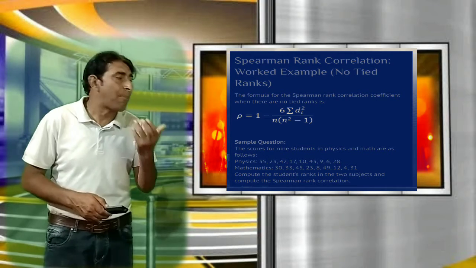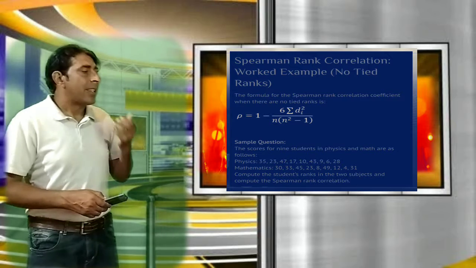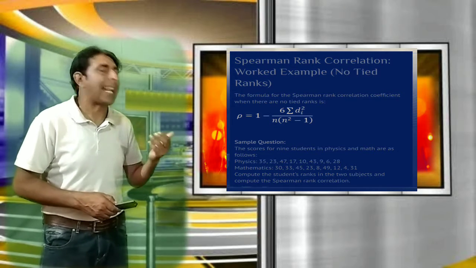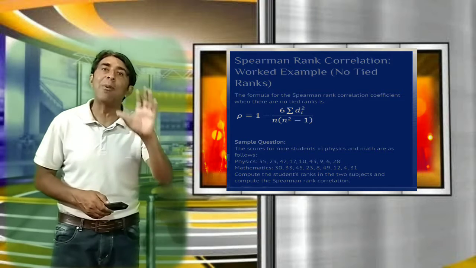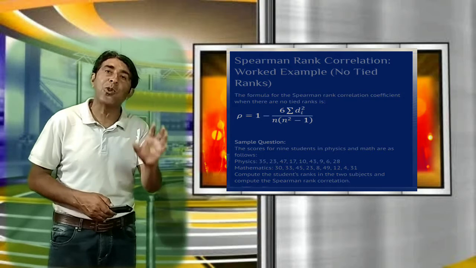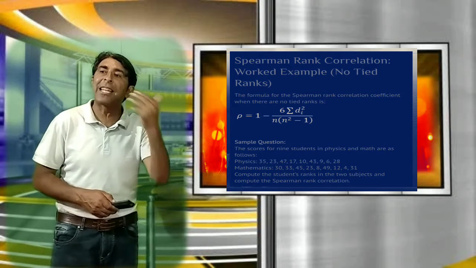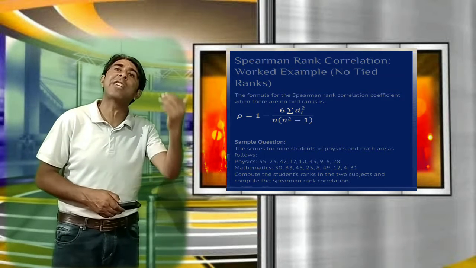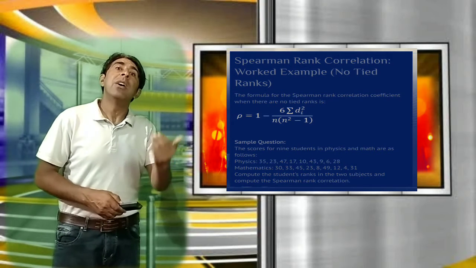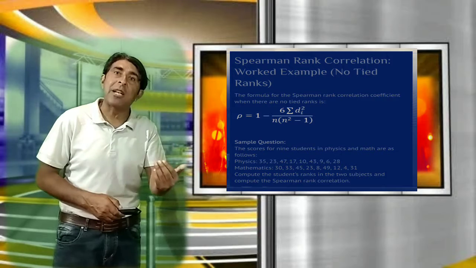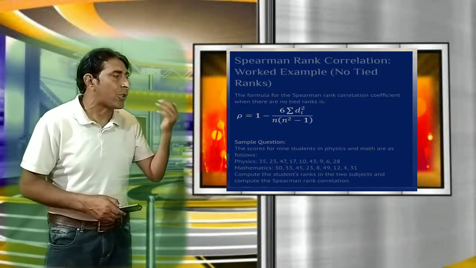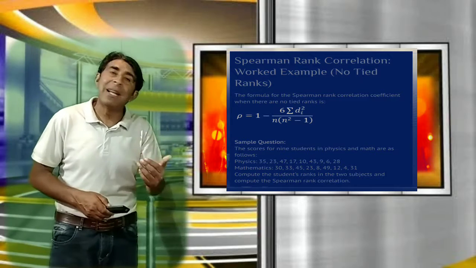We have an example here, a sample question. The scores of 9 students in physics and mathematics are as follows. We have two variables here, in the shape of the marks obtained by 9 students in 2 subjects, physics and mathematics. We are asked to calculate Spearman's coefficient of correlation by the rank method, so compute the students' ranks in the two subjects, mathematics and physics.